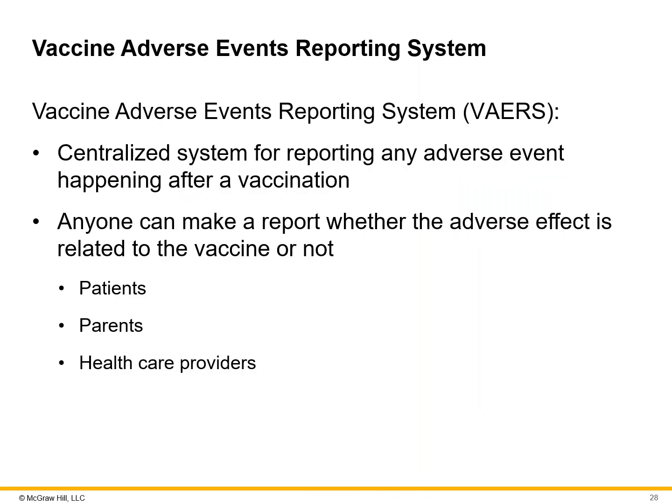So just a little bit more about those. So again, the Vaccine Adverse Events Reporting System, this is a centralized system, as the name implies, for reporting those effects that happen after a vaccination. So anyone can actually make a report whether the adverse effect is related to the vaccine or not. So the patients, the parents of the patients, or the healthcare provider. So it's not just limited to healthcare.